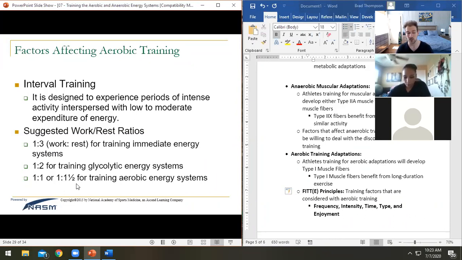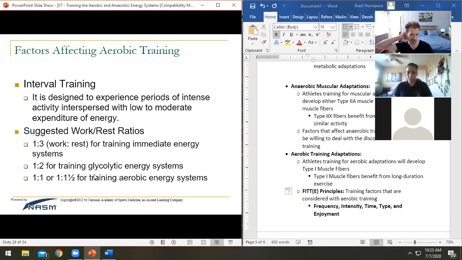Then you've got a 1-to-2 system. That's if you're training for glycolysis, basically you just want twice as much rest as however much work you're doing. So training for glycolysis, type 2X muscle fibers, 20 seconds of work, 40 seconds of rest, right? Just double it. That's a really good way to get better at that system. So if you're training zone 2, for instance, this is a great way to do that.